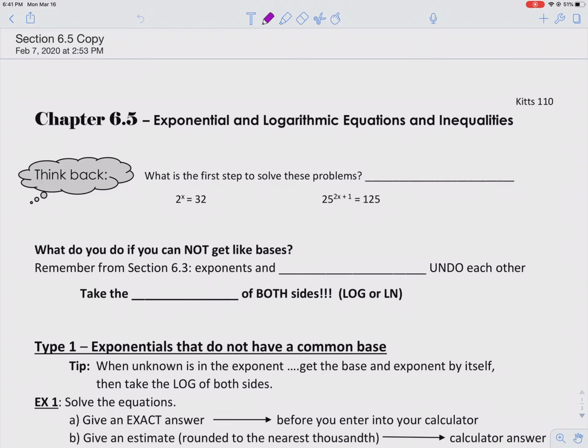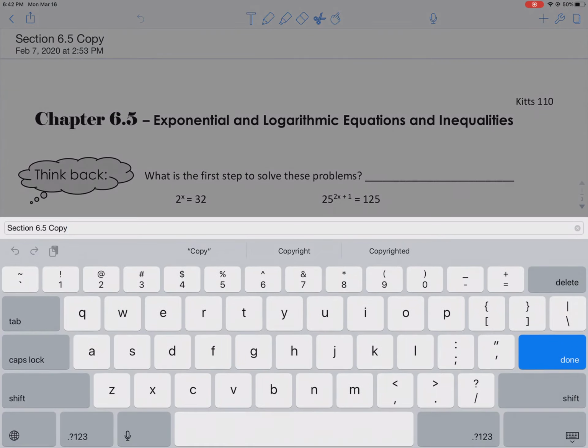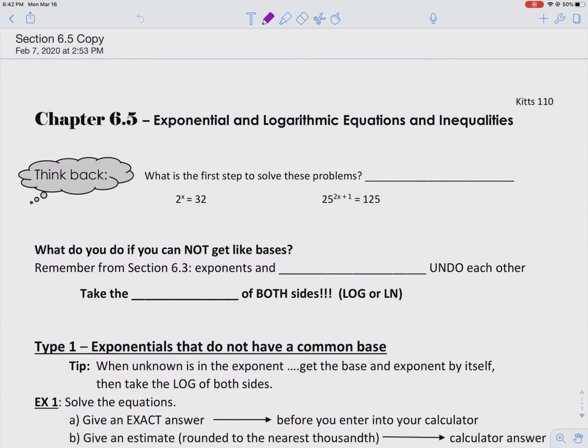In this video, we're going to be learning how to solve lots of different kinds of equations. These equations have exponents with variables in them, or they have logarithms. This is section 6.5. So I want you to think back to solving these first types of problems that you see. What was the first step to solving those? Remember, it was getting your bases the same.